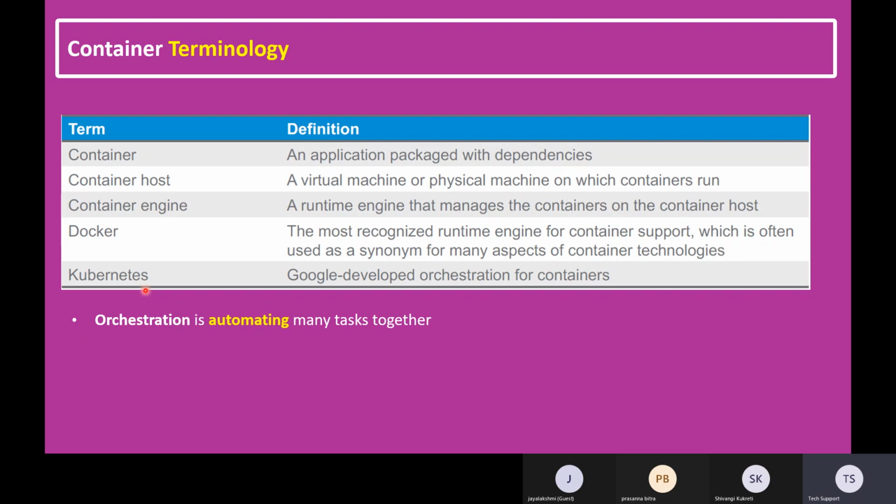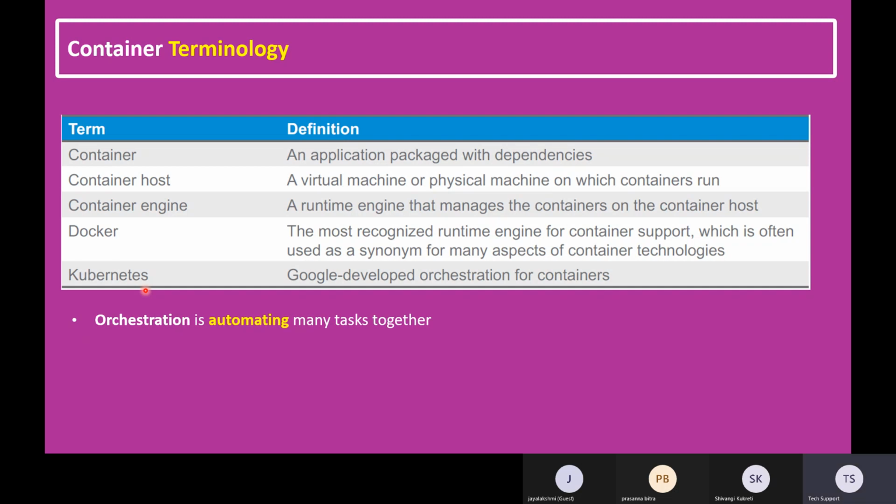Similarly, we run the Docker host on a virtual machine layer. But to manage multiple Docker hosts, let's say you have 100 Docker host VMs, to manage all the Docker host VMs from the application perspective, we require a Kubernetes tool. Kubernetes is an orchestration, that means an automation tool, for the containers. Clear?